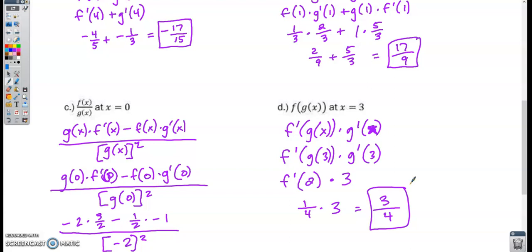It takes us to the end of example 4. Let's go on. We'll look at example 5.